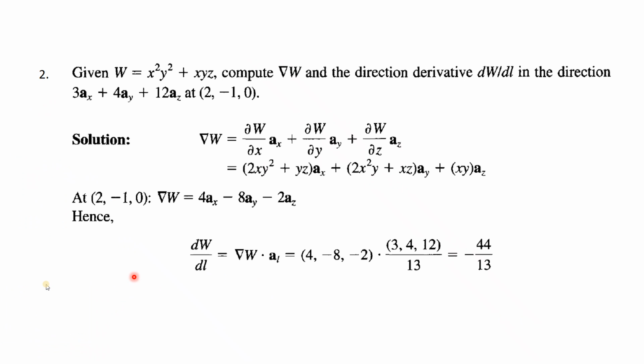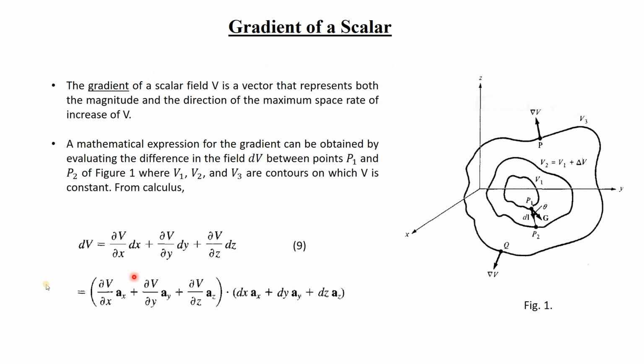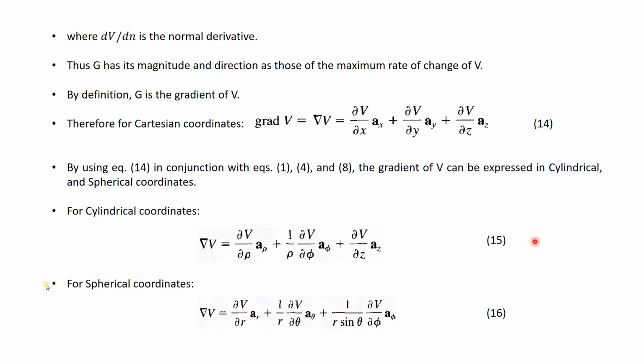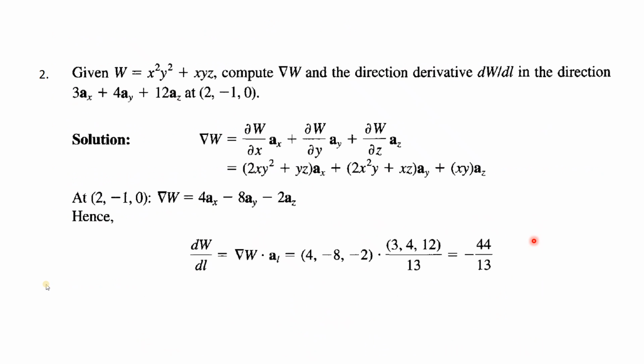Now we were discussing the gradient. If you see the gradient of a scalar, that means when we have a scalar and we are increasing it by stepping from one point to another point, that we have seen for the equipotential surface. So the maximum space rate of increase of that particular scalar is called the gradient. Now the question was that a scalar was given, and the gradient of the scalar was to be found out.